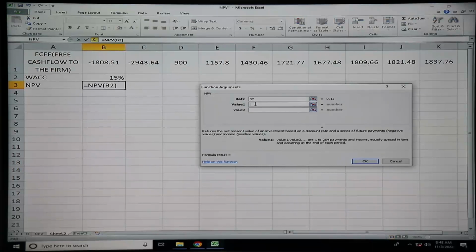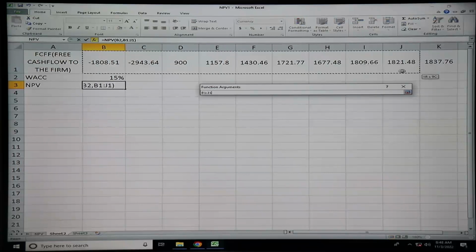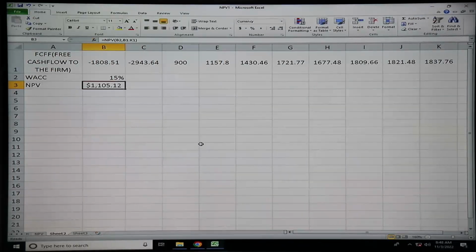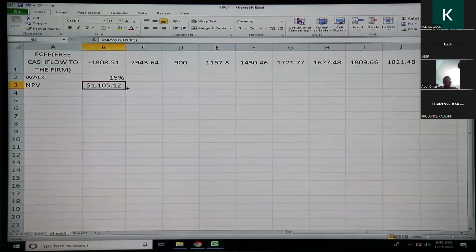So from there, you have to present the rate first. Then under value 1, we are going to highlight the values. We are going to highlight this cash flow for all those number of years, that is 10 years. And by that, you click OK, and automatically you calculate the net present value for this particular company. So that is how we run this net present value, and that is how you achieve this. I hope that one is very clear. That is net present value.